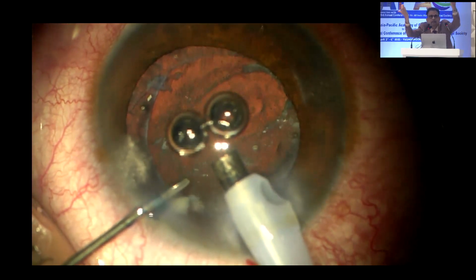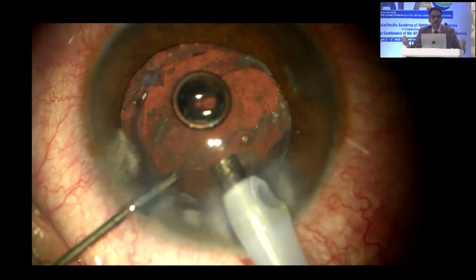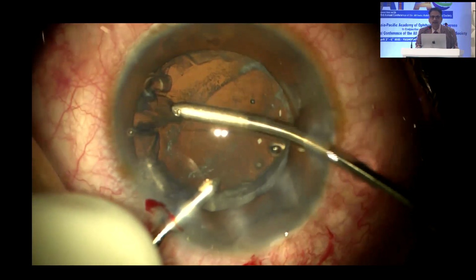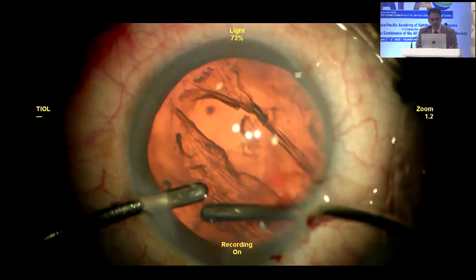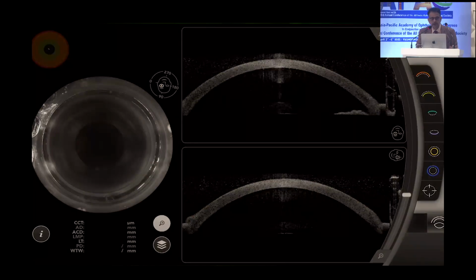You can see the PC does not join there. So inject visco and then come out of the eye, bimanual IA, then put a lens, a 3-piece lens, into the sulcus and then capture it. Again, you can see here.